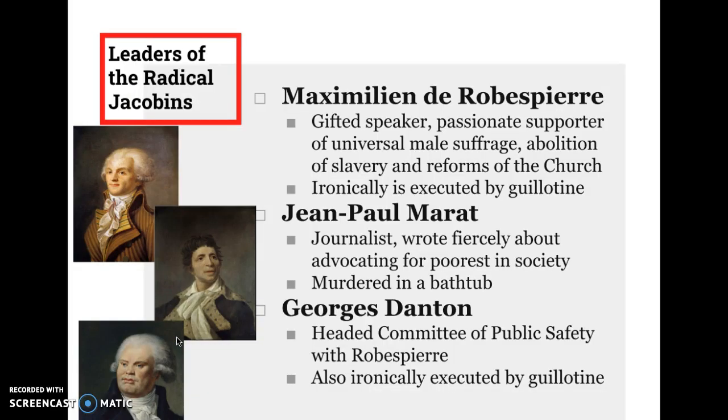Couple of guys we have to know. Robespierre, we'll dive way more into in class. Basic things we have to know about him is he is a super gifted speaker. He's actually a passionate supporter of suffrage and abolitionism, fun fact.